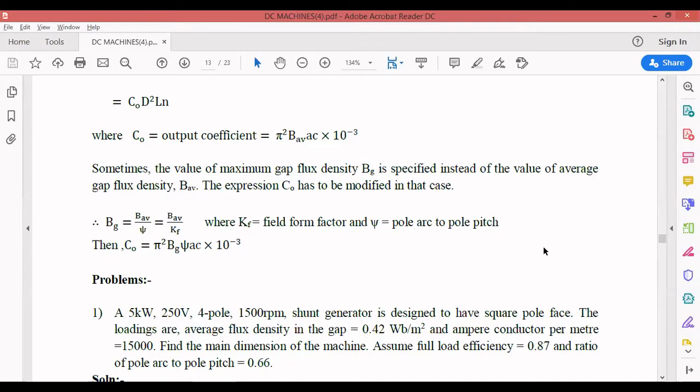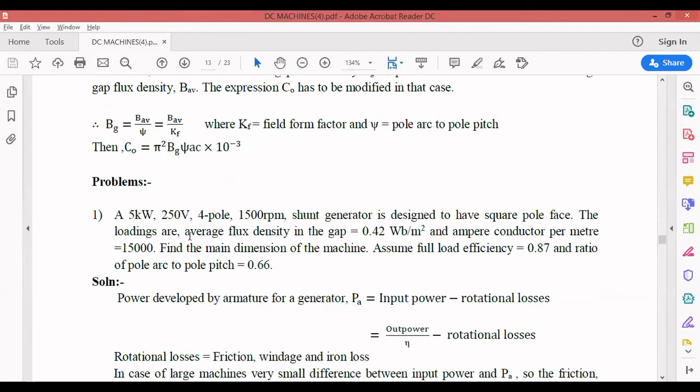We take the first problem. Here, a 5 kilowatt, 250 volt, 4-pole, 1500 RPM shunt generator is designed to have a square pole face. Square pole face means definitely the pole arc will be equal to L. P is equal to L.